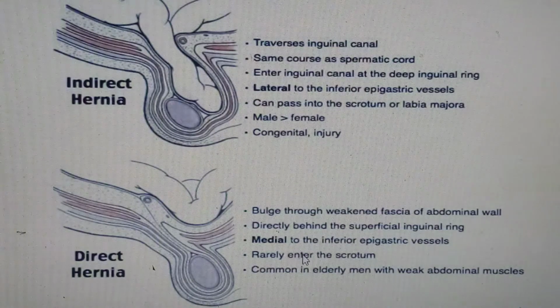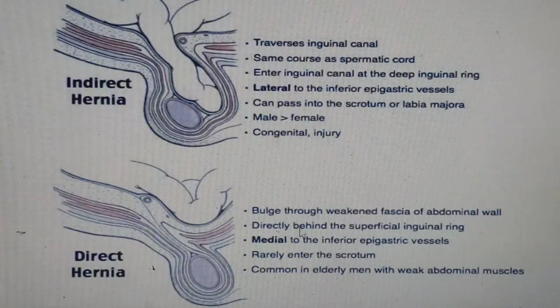Now, in the case of direct, it's exactly opposite to that one. Usually it will occur in old age. It's non-congenital. It occurs in old age because you have used the abdominal wall so much, and there's some kind of weakness. That one rarely will enter the scrotal sac, because the processus vaginalis is closed already. It won't give you that pathway to enter. But one thing I've already told you is that it's going to occur medial to the inferior epigastric vessels.